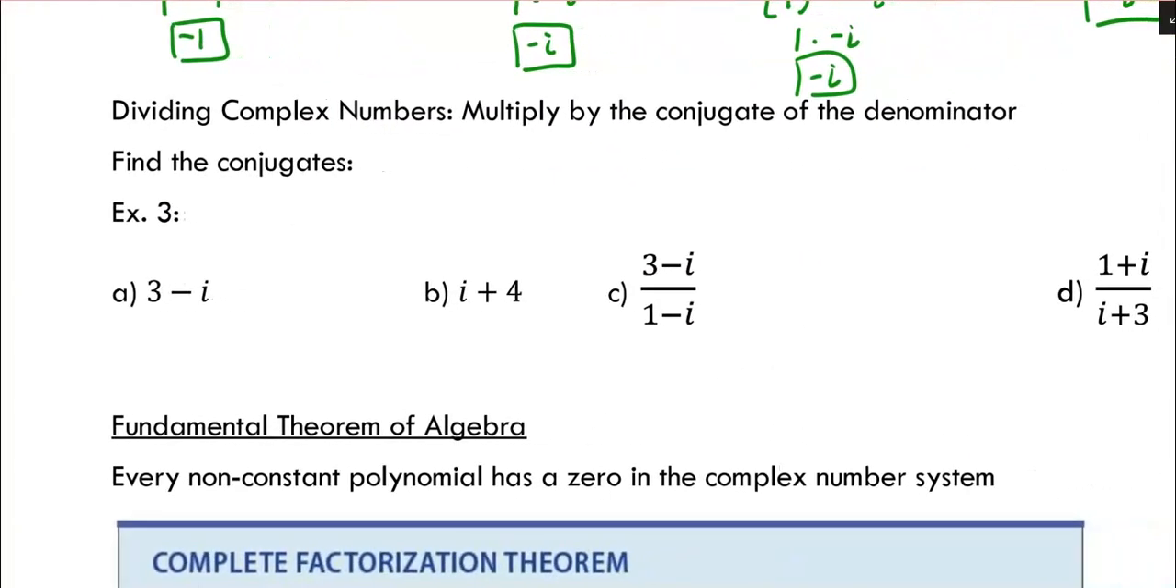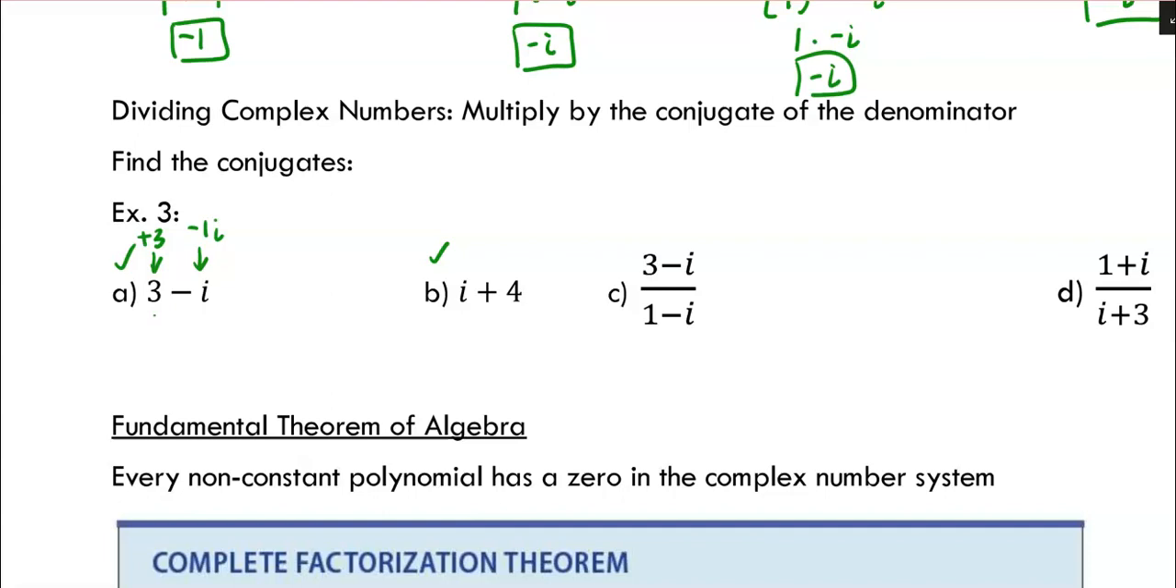Okay. Next, dividing complex numbers. So first of all, it says find the conjugate. Well, for A and B, find the conjugate. Now conjugates are, here's the real. The real part is plus 3, and the imaginary part is minus 1i.